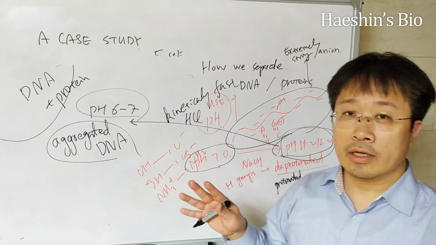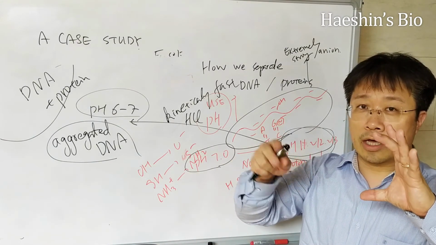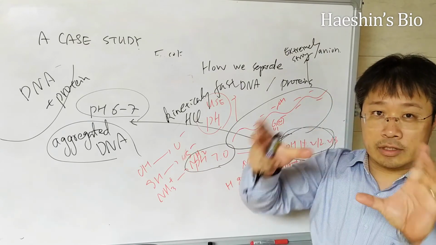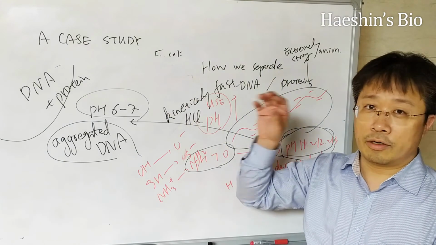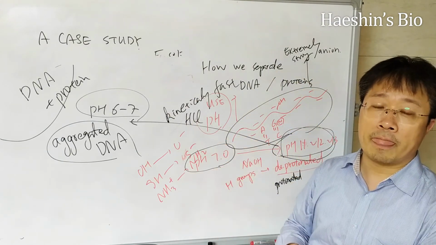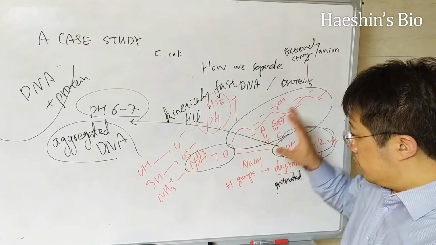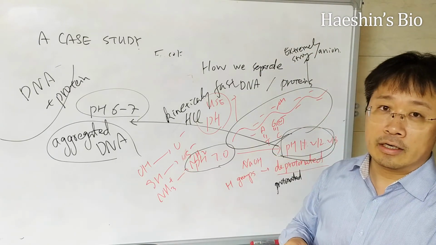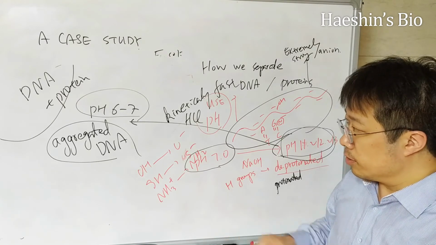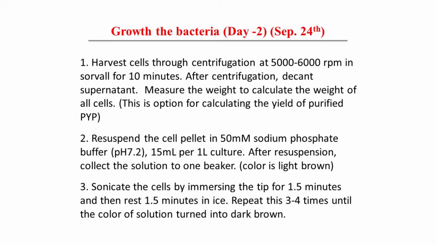Okay, so that would be included in the protocol. You have E. coli producing the protein, you break down the cell, and it releases everything into solution: DNA, proteins, lipid, cholesterol, vitamins, a mixture. Then how you purify away the DNA is this method, which is very simple: simply increase the pH and decrease the pH. Yet it is a very effective method for separating DNA and protein. Okay, let's begin with the actual protocol, how to purify the PYP in this case.